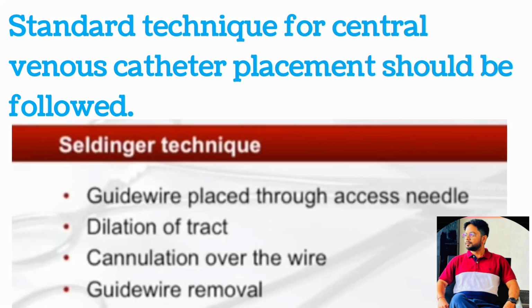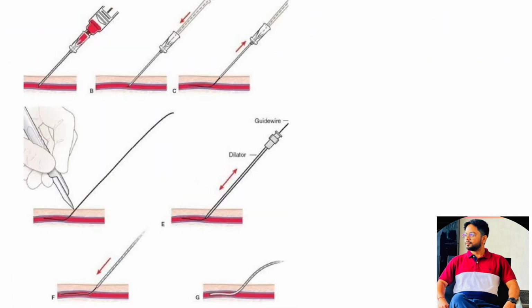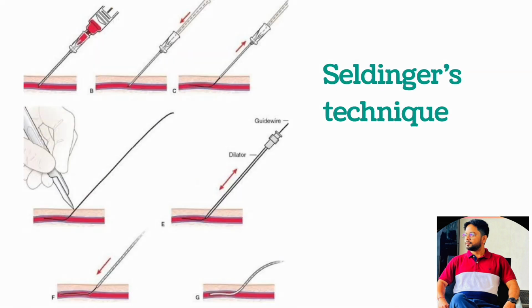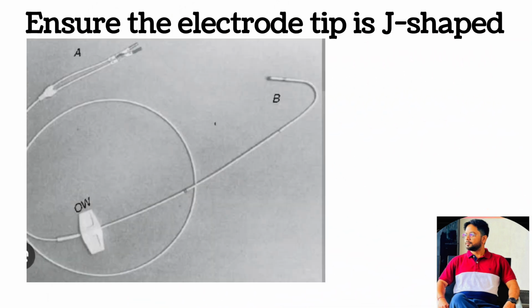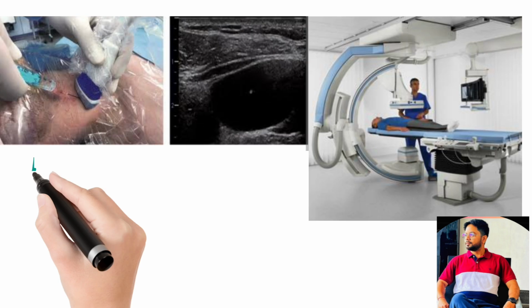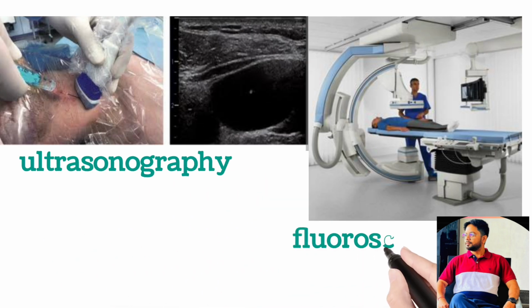Seldinger's technique is used for vascular access. A 6 or 7 French size sheath is inserted through the femoral vein, internal jugular vein, or subclavian vein. Ensure the electrode tip is J-shaped. The electrode is advanced under ultrasound or fluoroscopic guidance.